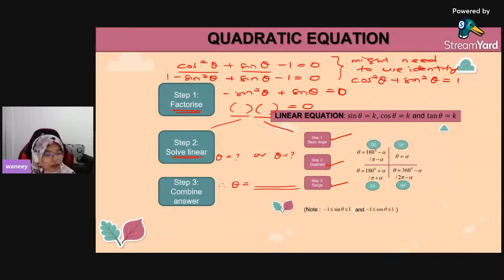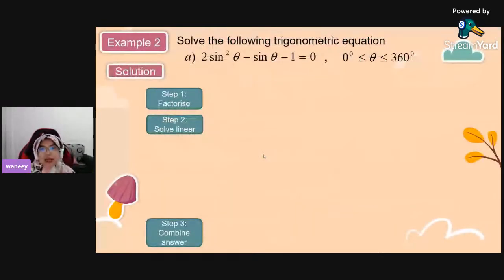Okay, so done with the notes. Let us proceed with the example. Okay, so solve the following trigonometric equation. So we have 2 sine square theta minus sine theta minus 1 equal to 0. Theta is in between 0 and 360. Okay, so the first step that we have to do is we need to factorize them completely.